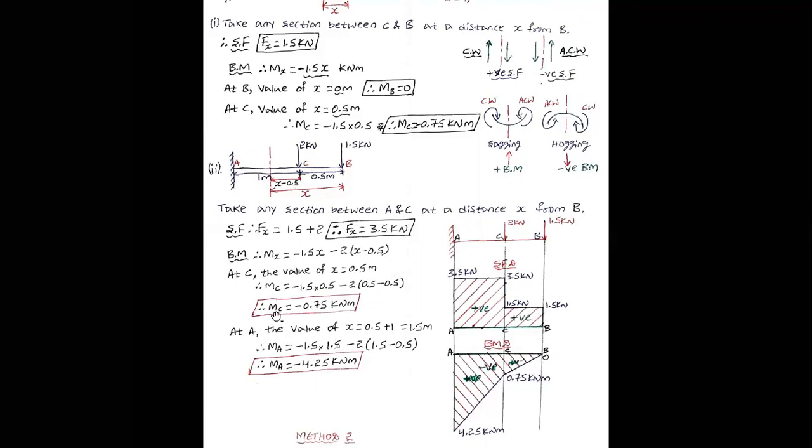Now the bending moment at point C is minus 0.75. Already I located that. Bending moment at A is minus 4.25. Locate that. Between A and C, you can see that a point load is acting, meaning the variation will be linear. All the values are negative, that's why I have drawn them below the baseline. This is how you need to use this method.